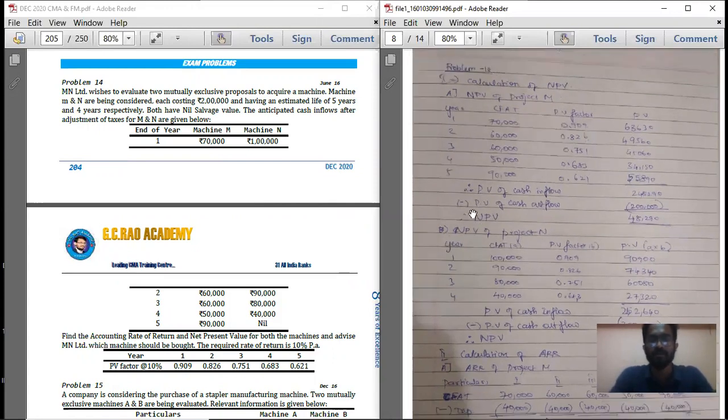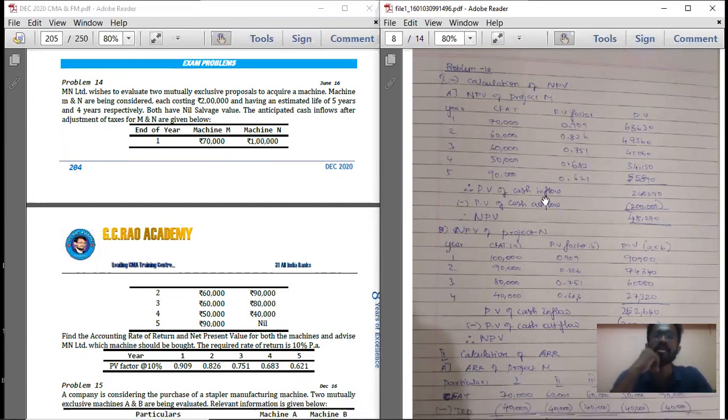So put the heading. Come to the notes. Put the heading: Problem number 14. Below that, statement number 1. First we will calculate NPV because they have given CFAT. First we will calculate NPV, then we will go to ARR. Below that, statement number 1, calculation of NPV.